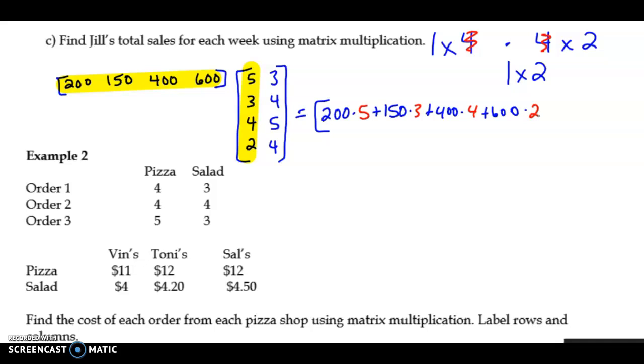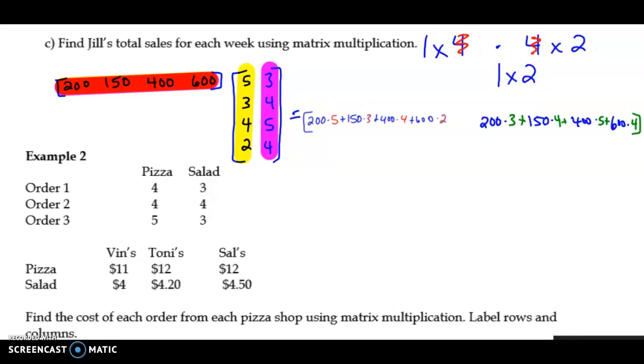And then the second value, we'll take the first row and highlight it again, but this time with the second column. Okay, so the 200, the 150, the 400, and the 600 once again. All right, so we have the first row times the second column. So 200 times 3, 150 times 4, 400 times 5, and 600 times 4.